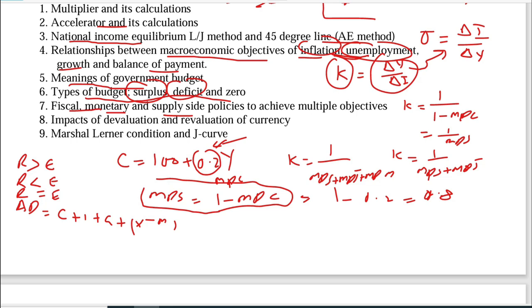Fiscal policy is the policy of the government that manipulates taxes and government expenditure. Monetary policy is the policy of the central bank that manipulates money supply, interest rate, and exchange rate of currency, or credit regulations. Supply side policy is relevant to education and training of workers, trade union reforms, capital expenditure of the government, etc. And you must know the impacts of devaluation and revaluation of currency, the Marshall-Lerner condition and the J-curve phenomenon.